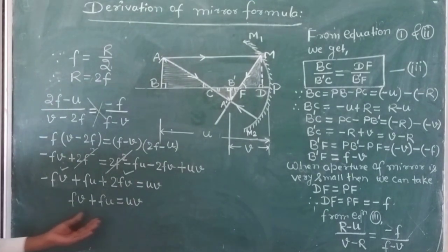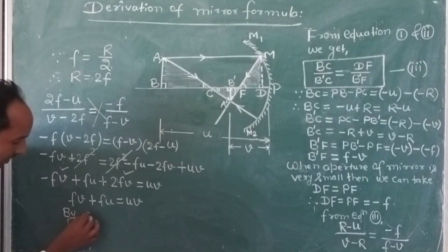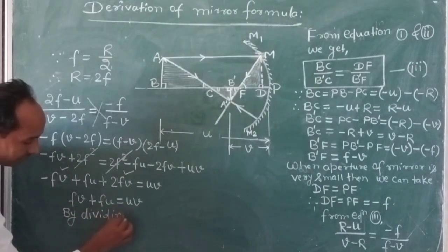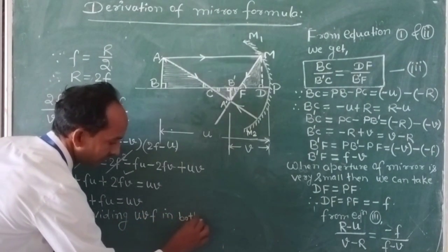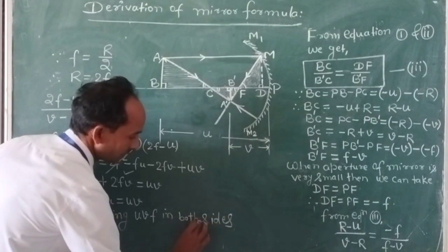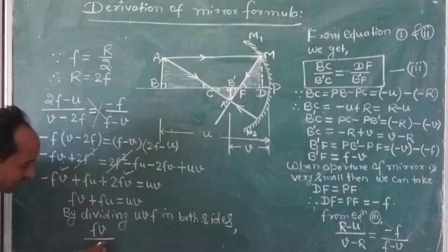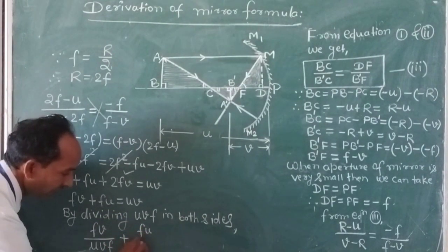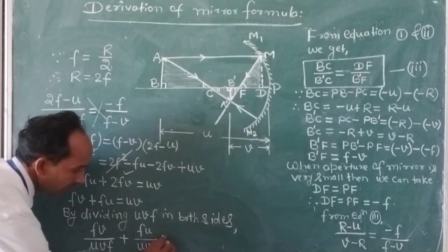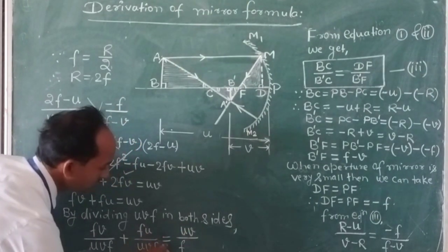Now dividing the whole equation by uvf. We have to divide both sides by uvf. What will come? fv divided by uvf plus fu divided by uvf equal to uv divided by uvf.